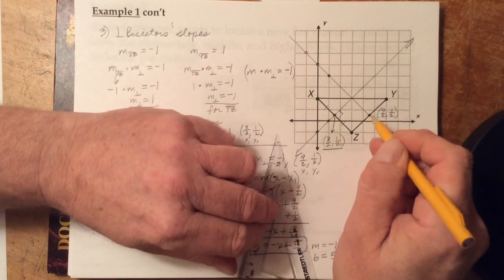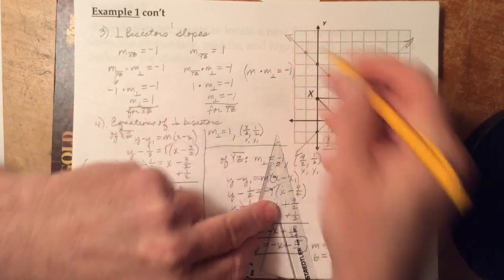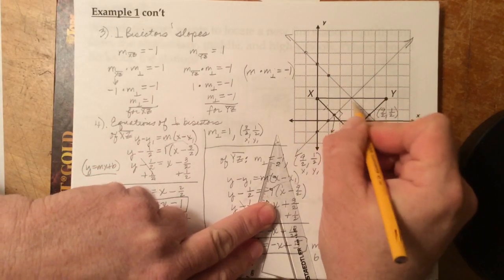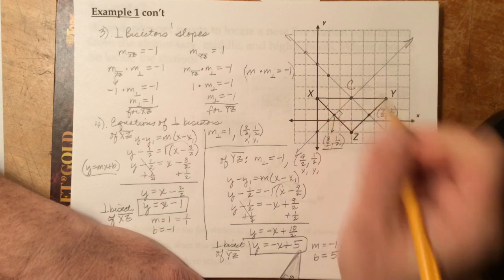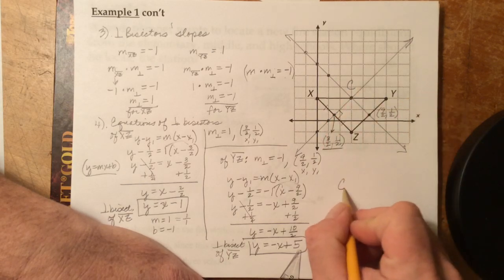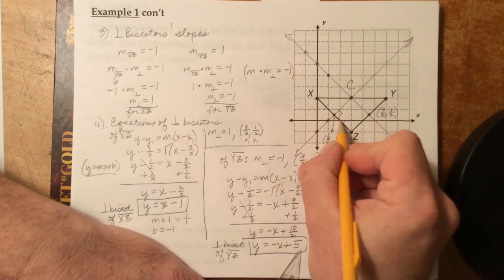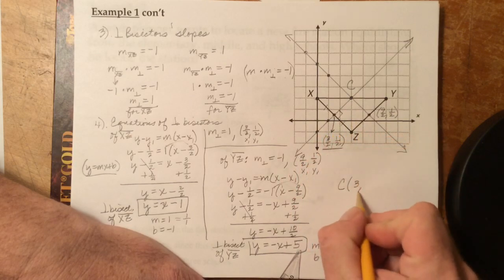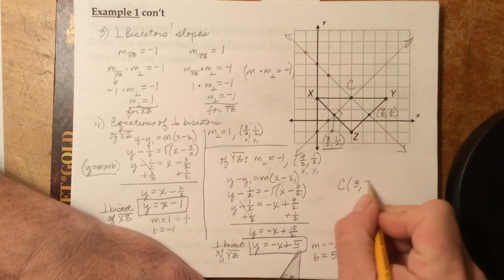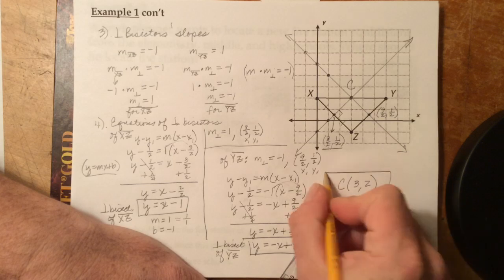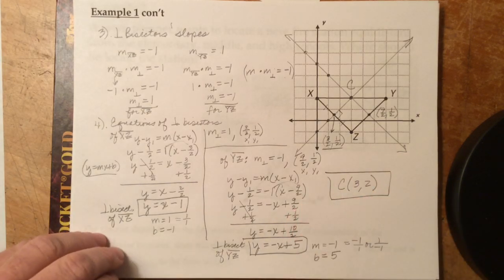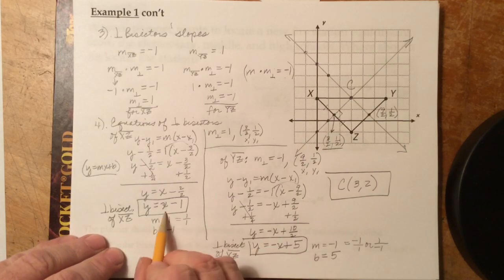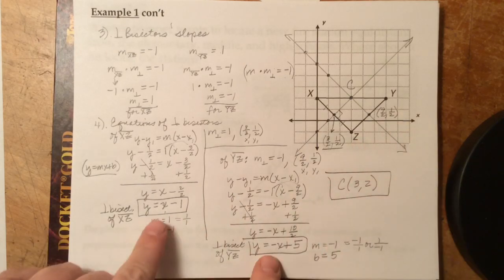Notice it goes to the midpoint, just like this one did over here. And this point where they both intersect is C, the circumcenter. The circumcenter is at 1, 2, 3 to the right, up 2. And there's our circumcenter. And these are the two lines of the perpendicular bisectors, the two equations for the lines.